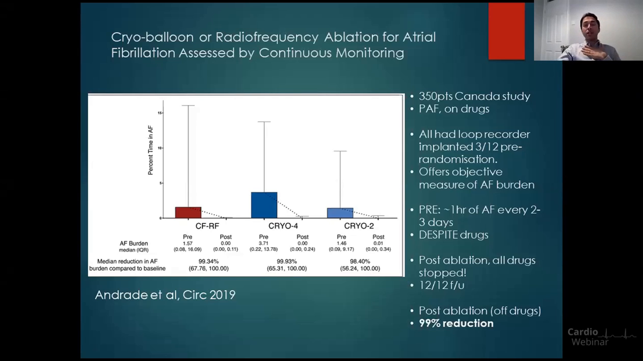Now, for me, as someone who does AF ablation quite routinely, this is really great data to encourage you and inspire you that what you're doing is of clinical value.